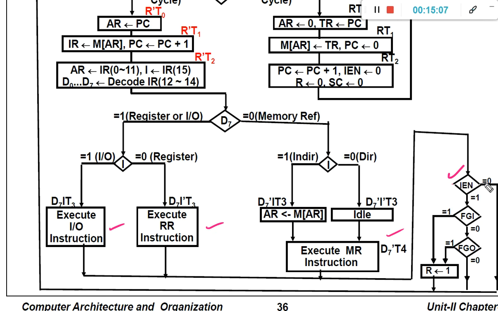If IEN is equal to 0, then simply continue the instruction cycle. If IEN is equal to 1, then determine the value of FGI as well as FGO. If FGI or FGO is 1, then assign one to the interrupt flip-flop, and instead of executing the instruction cycle, execute the interrupt cycle. If both FGI and FGO are zero, then continue the instruction cycle. This logic also we discussed previously.